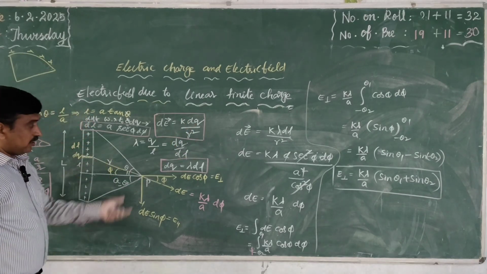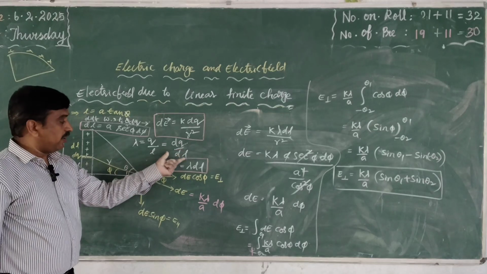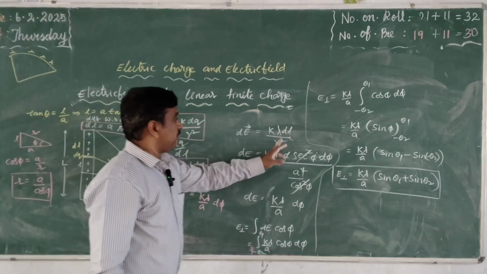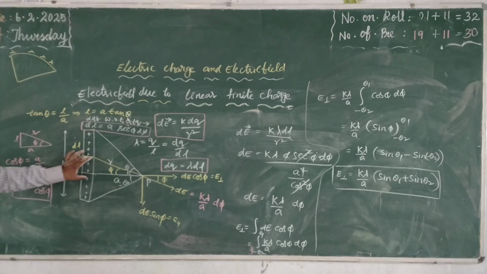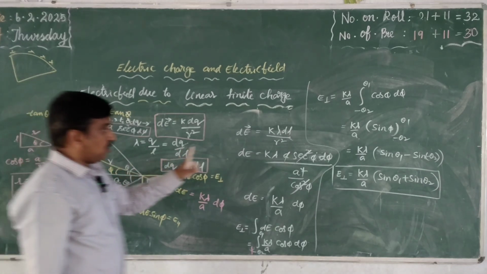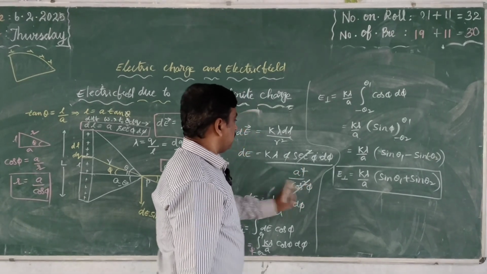So how do we find dq? Linear charge density equals charge per unit length, dq by dl. From that, dq equals lambda dl. I write here lambda dl by r square. For r, from this triangle, cos phi means adjacent by hypotenuse, a by r. So r equals a by cos phi. Wherever r is there, we can write a square by cos square phi.